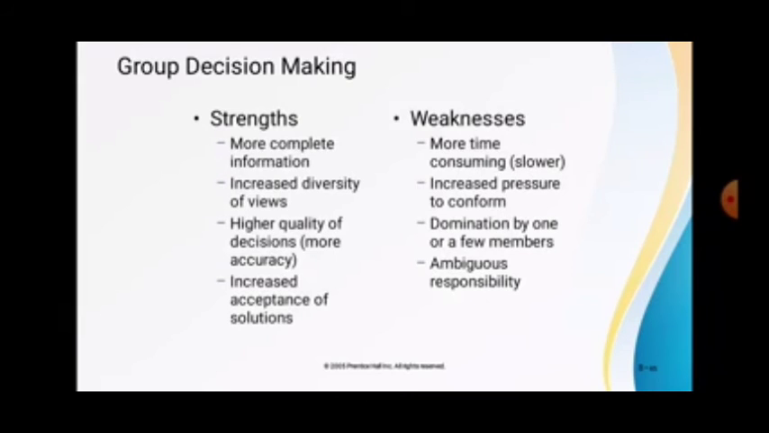More time consuming. It is more time consuming because they are deciding as a group, they hold meetings, and sometimes there are many arguments or a lot of discussion about their agenda. So a lot of time is consumed. Increased pressure to conform. Domination by one or a few members. Ambiguous responsibility. Those are the weaknesses of group decision making.